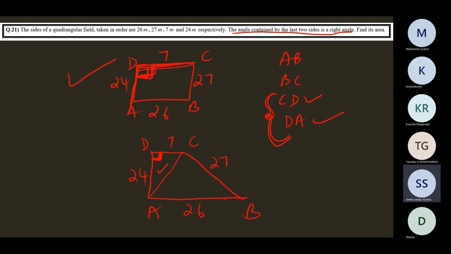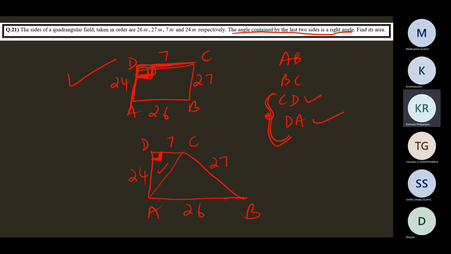Ma'am, we should find the area of ABC. Very good. We should find the area of the triangle ABC using Heron's formula. What are the sides of the triangle? Ma'am, 27, 26, and we should find AC using Pythagoras theorem.